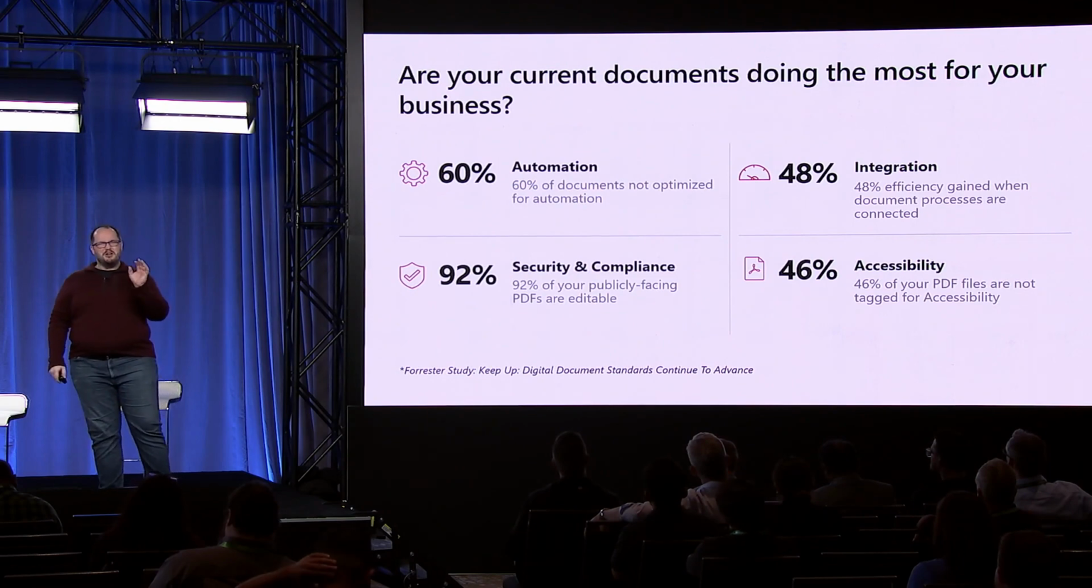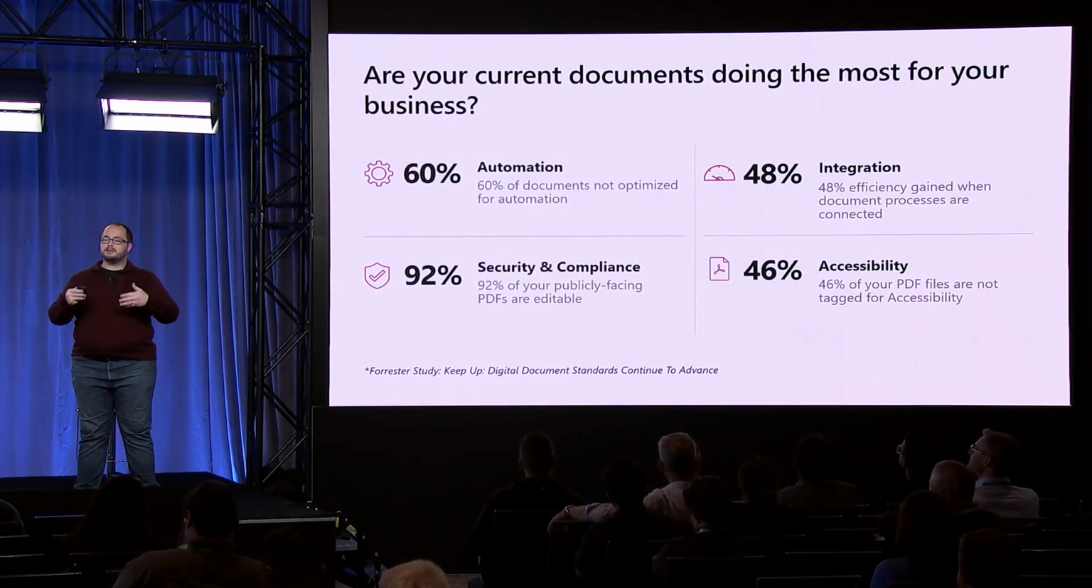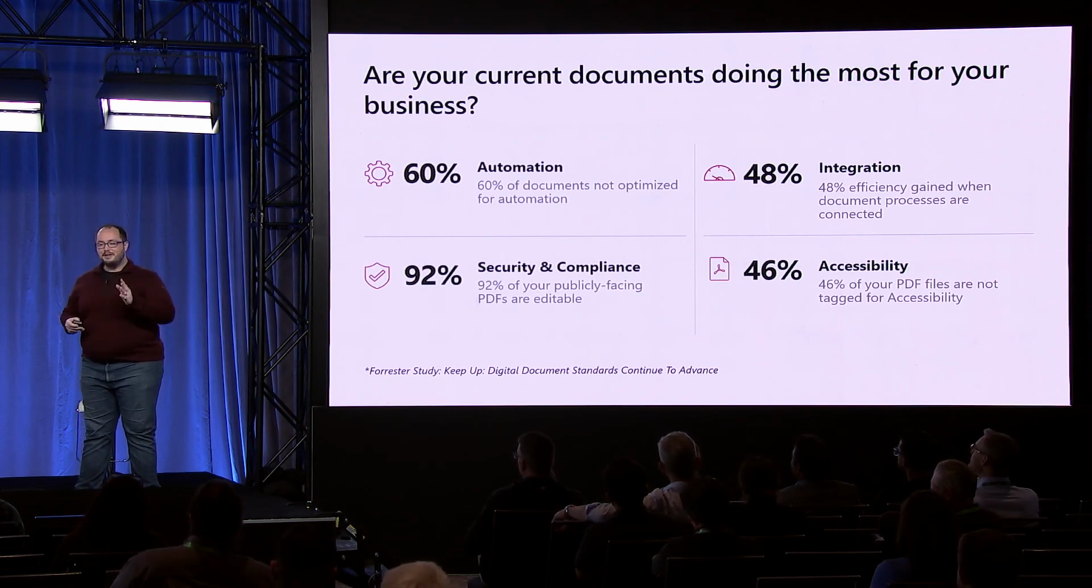And just to give you a little bit of information and some stats here, 60%, this was according to Forrester, 60% of documents are not optimized for automation. And if only they were able to optimize that process, that could increase efficiency by 48%. We also saw that, contrary to sometimes popular belief, 92% of documents online that are publicly facing are editable. If you didn't know, PDFs are actually editable. And so sometimes people think that PDFs can't be edited. It can be, and that can actually present a risk, and we want to help with that.